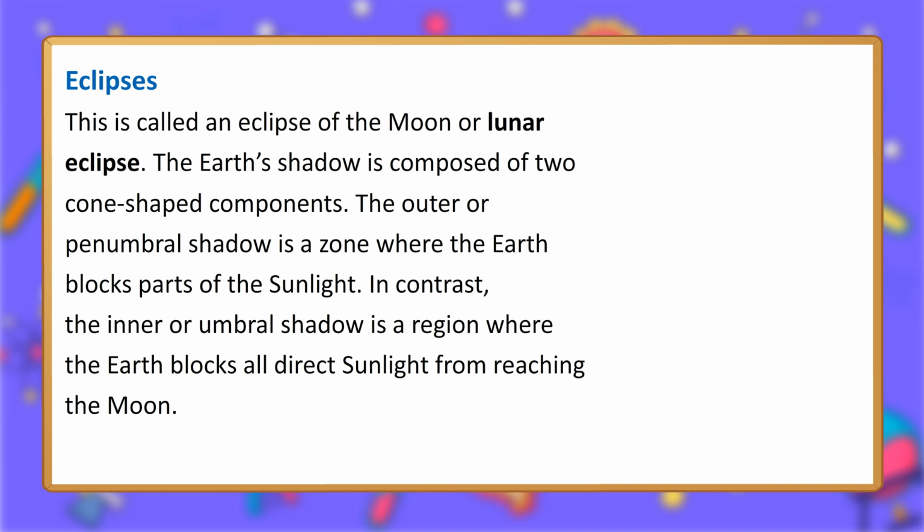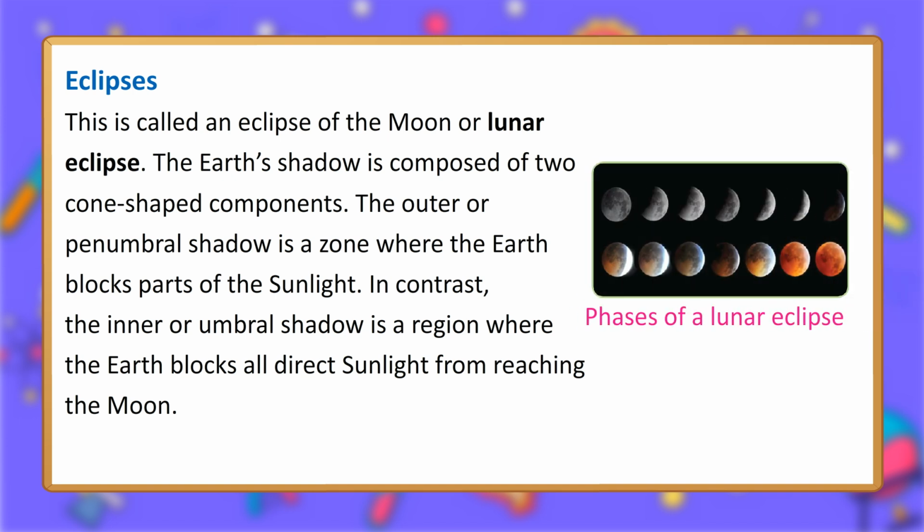The Earth's shadow is composed of two cone-shaped components. The outer or penumbral shadow is a zone where the Earth blocks parts of the sunlight. In contrast, the inner or umbral shadow is a region where the Earth blocks all direct sunlight from reaching the Moon. Phases of a lunar eclipse.